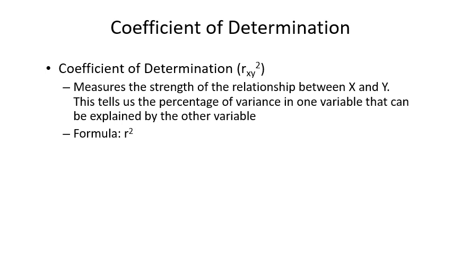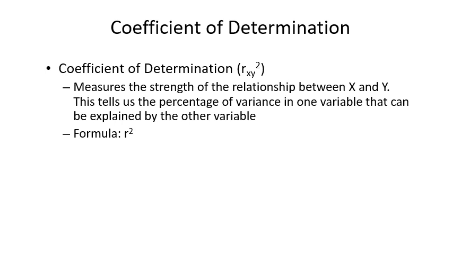It is basically a measure of the strength of the relationship between x and y, or another way of saying it is it's the percent of variance in one variable that can be explained or accounted for by the other variable. So it's the percentage of variance in x accounted for by y, and it's the percentage of variance in y accounted for by x. It's both, because we cannot determine causation in correlation, so we just say it's the percentage of variance in one variable accounted for or explained by the other variable.